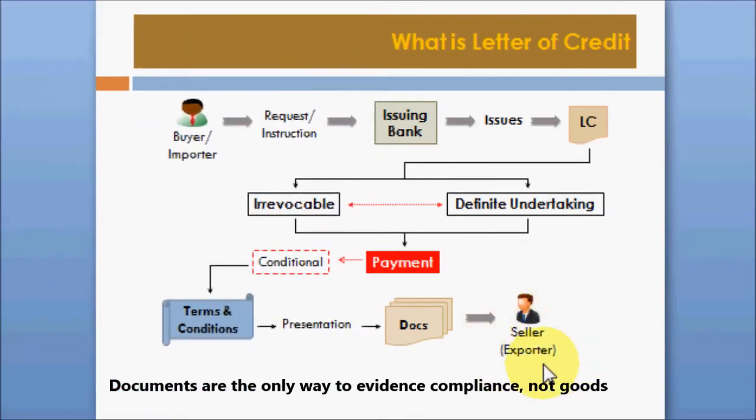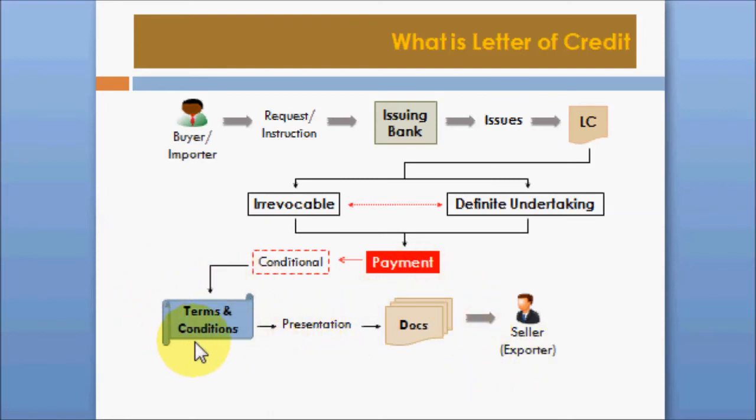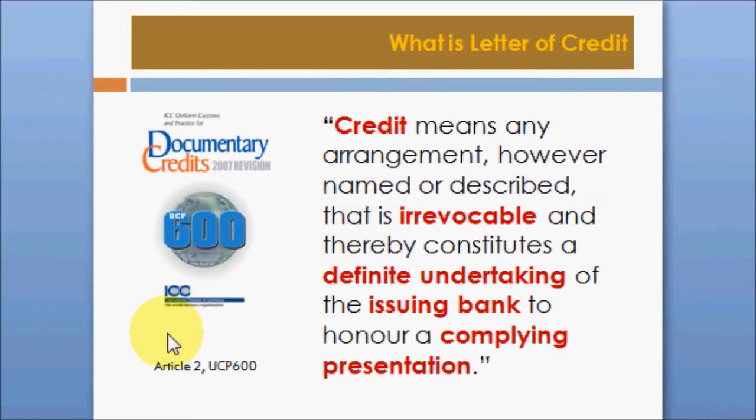Seller is the party who is responsible and obligated to ensure documents presented are in strict compliance to the terms and conditions in order for him to obtain a payment, that is irrevocable undertaking, in the form of LC issued by the issuing bank at the request or instruction of the buyer. This is what it means by this definition. So I hope you get a clear picture of what LC or letter of credit is.